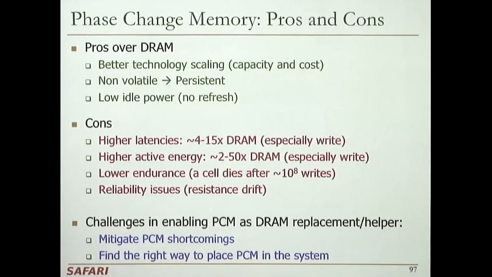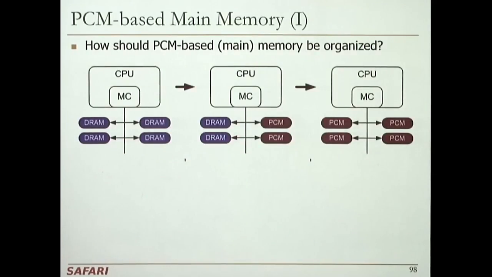Okay, so we're not going to talk about reliability anymore, except for endurance. Endurance is a reliability issue, but it really affects how you write to the device as well. So there are challenges in enabling phase change memory as a DRAM replacement or helper. We want to mitigate the shortcomings, the red parts, and we want to find the right way to place PCM in the system. So let's take a look at some options.